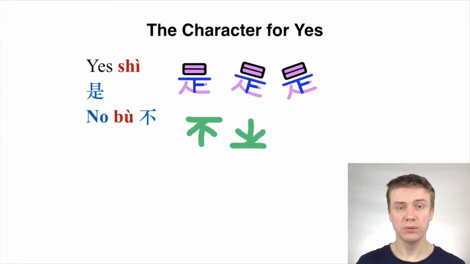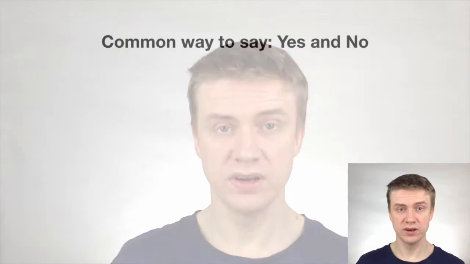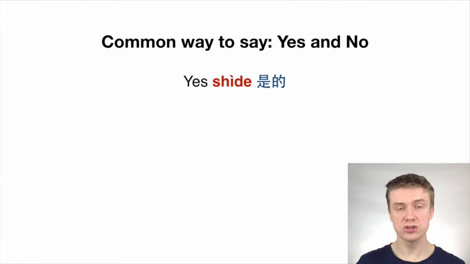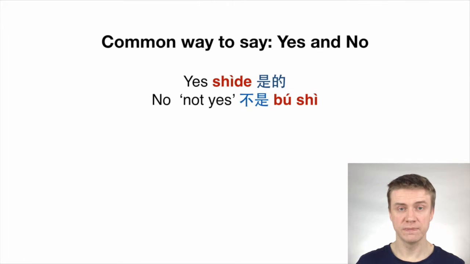And we learned no, 不 was written like this, the upside down cactus. I said that one way of saying yes and no uses 是 and no, 不. I'm going to show you now how 是 and no, 不 is normally used to say yes and no. Yes is 是的. 是的 is written with the running man followed by the character 的. And no is 不是. So, 不是 literally translates to not yes.